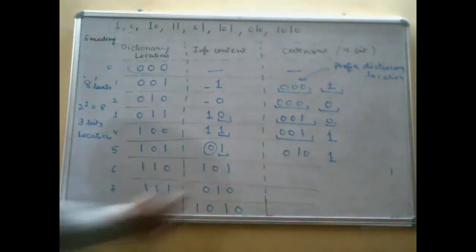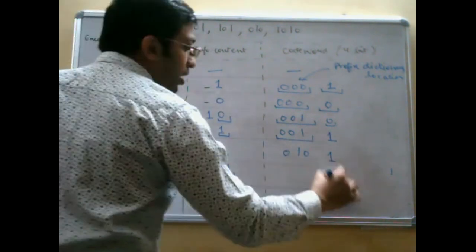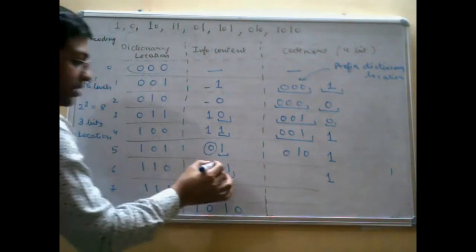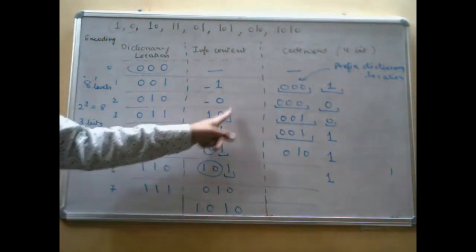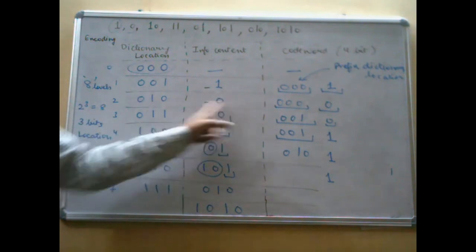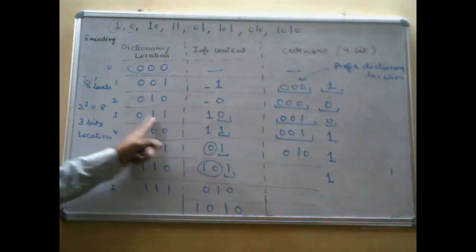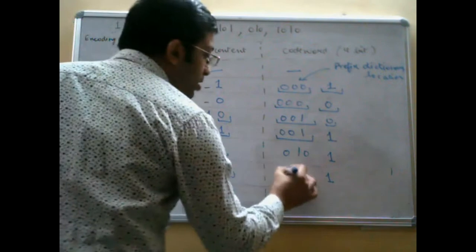Then over here for 1 it is 1. Now you will check the dictionary location for these 2 bits. For 10 you will check. For 10, this is the number 10. What is the dictionary location? 011. So write it over here, 011.